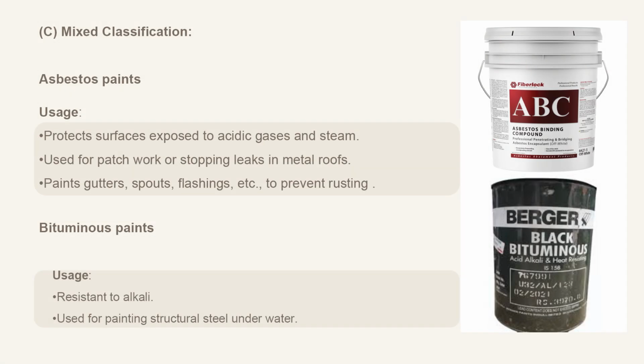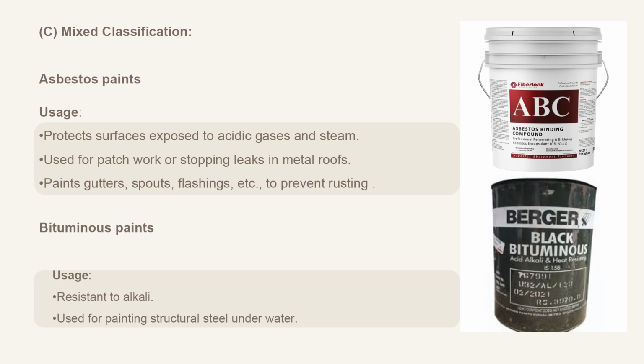Next is asbestos paint. This special purpose paint is perfect for surfaces exposed to acid gases and steam, and for patchwork or stopping leaks in metal roofs. It is also great for painting gutters and other metal surfaces to prevent rust. What may be the main ingredient? Yes, of course, it is fibrous asbestos.